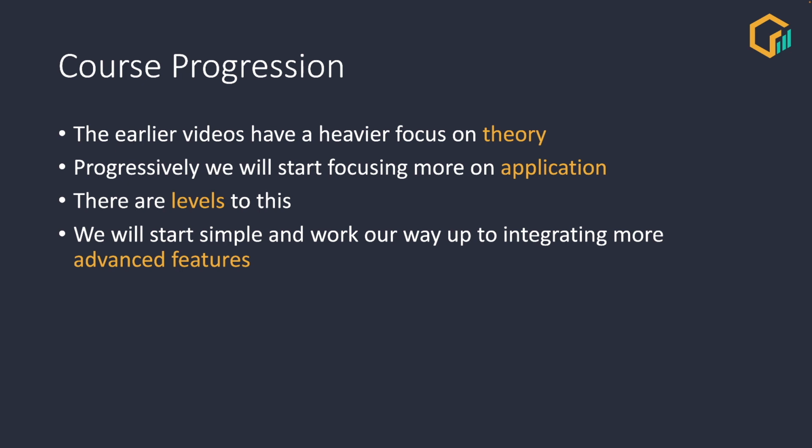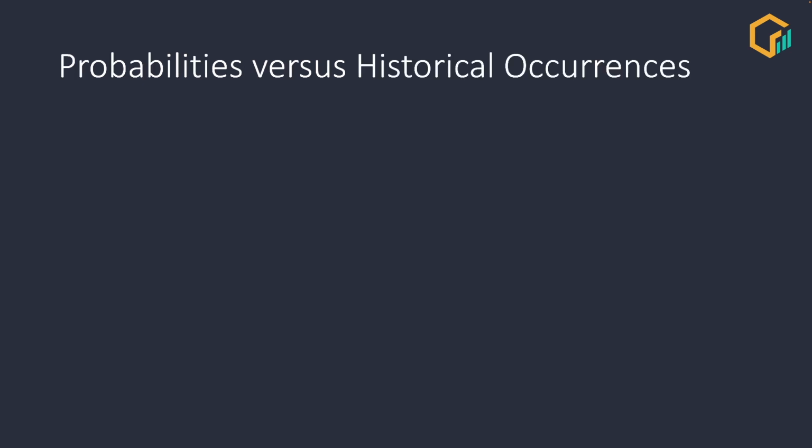So the main thing: first we will have more theory and a bit of application, and as we progress, we'll have less theory and more application. And there are levels to this, and we will start simple and work our way up, increasing the difficulty as we go. Then a note on probabilities versus historical occurrences.